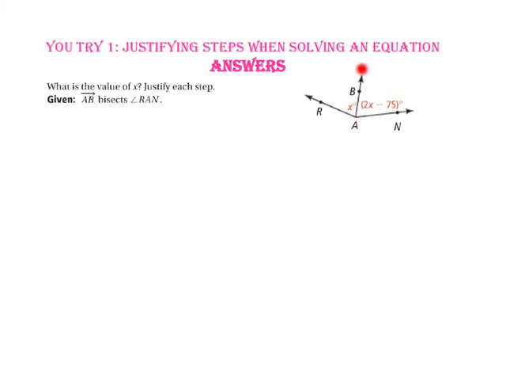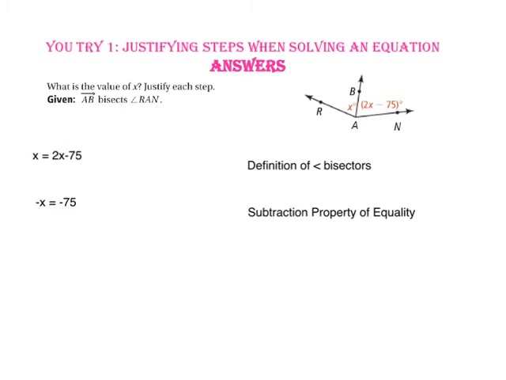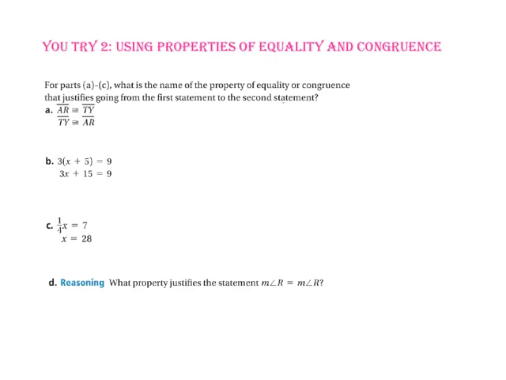It is given that ray AB bisects angle RAN. Therefore, we know that x will equal 2x minus 75 by the definition of angle bisectors. Let's use the subtraction property of equality to subtract 2x from both sides. And finally, let's use the division property of equality to divide each side by -1. So these are the reasons why x equals 75. Pause the video and use the properties of equality and congruence from the beginning to do your try number 2.